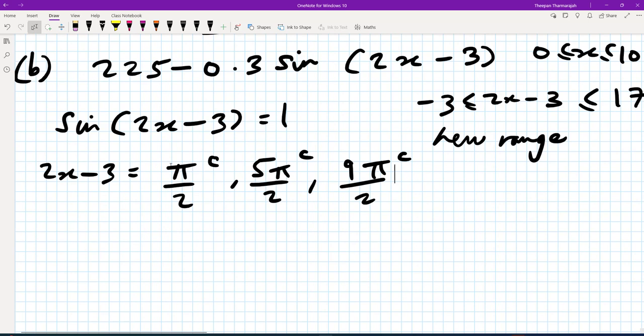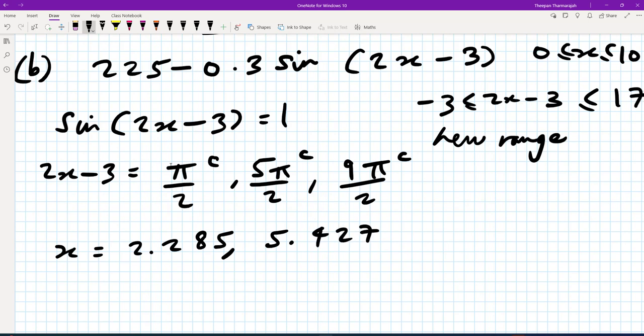So now if we were to solve that on our calculator, we'll get 2.285, 5.427, 8.569. Using that same button I showed you before, we will get the following values on our calculator.